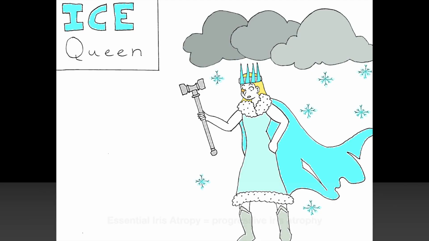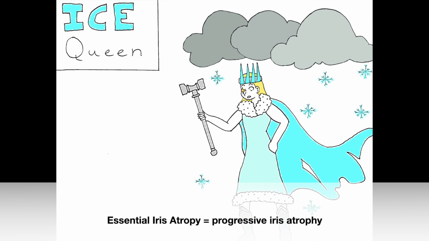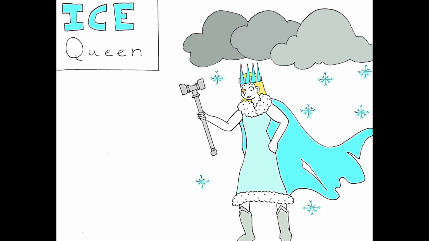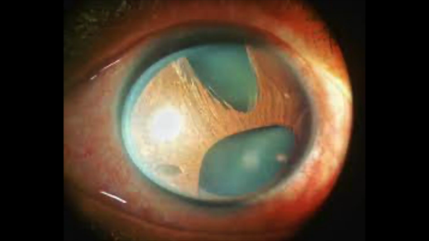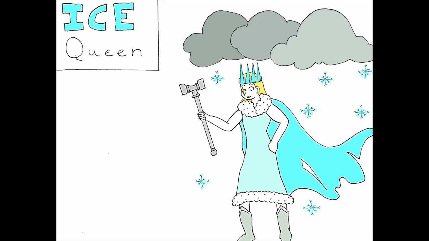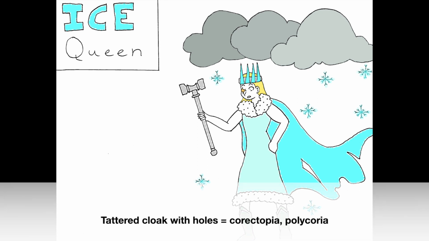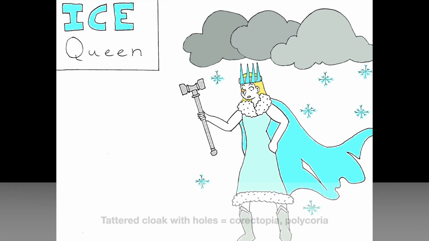The third variant is essential iris atrophy, and in this variant, the iris atrophy feature of ICE really is the most predominant feature. You get this severe progressive atrophy of the iris, you get all this corectopia, this hole formation, polycoria, ectropion uveae. It can look very dramatic. I've illustrated this by having our ice queen's cloak kind of tattered. It's got these holes and tears, and it looks like it's seen better days, and that's to represent the essential iris atrophy variant of ICE syndrome.